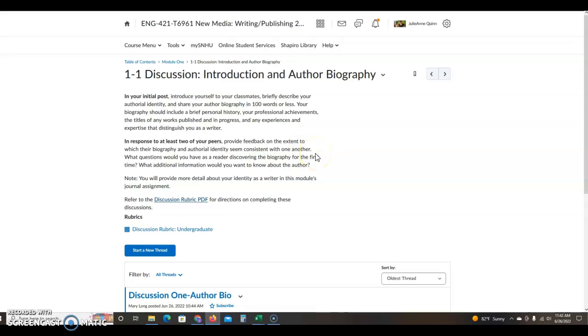Note as well that your author biography should not be long. It should be concise. It should be detailed, but it shouldn't be wordy, because readers aren't going to want to read 4 pages of your bio. Generally speaking, they actually want to get to the text. So consider that, and then in your response, provide feedback to the extent to which their biography seems consistent, right? And what questions would you ask that are not yes/no questions? So keep that in mind as you develop your discussion.